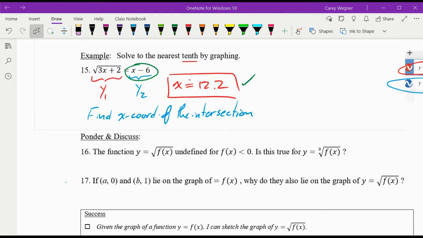Well, you see two more questions to ponder and discuss. So I'll have you pause the video at this point and think through question 16, maybe discuss it with a neighbor, and also number 17. When you've done them both, then restart the video, please.